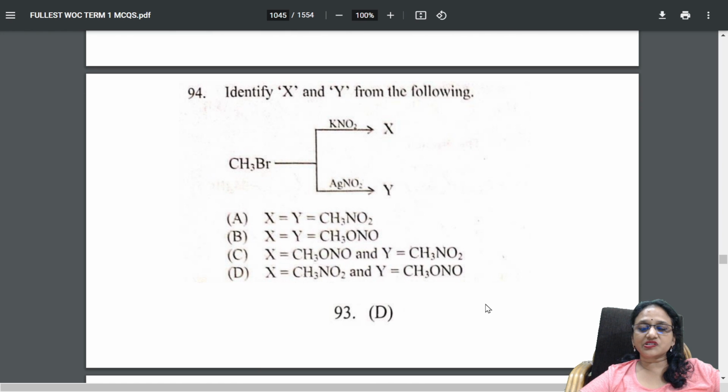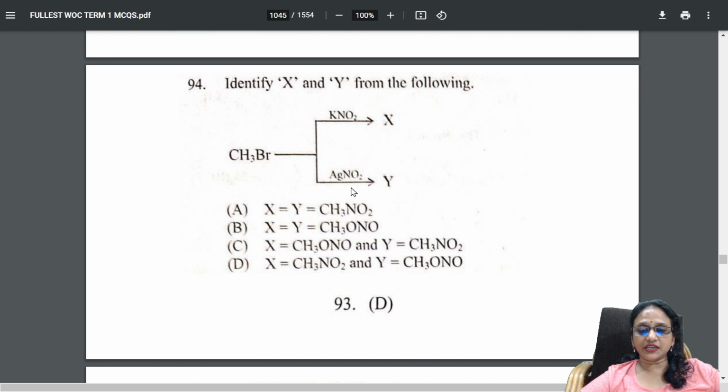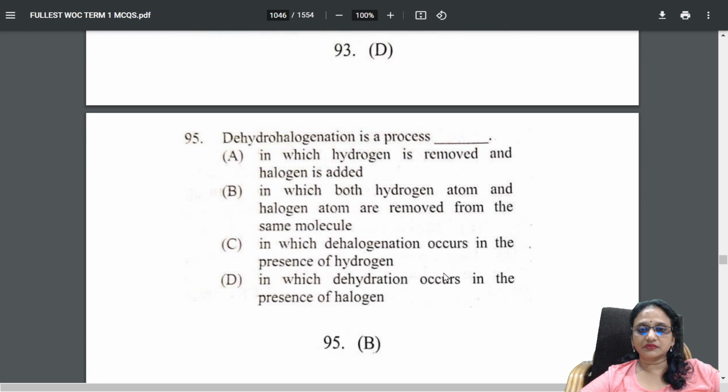Here, both comparisons are given with KNO2 and AgNO2. With KNO2, you get the nitrite product, and in AgNO2, you get the nitro compound, ambidentate like that.